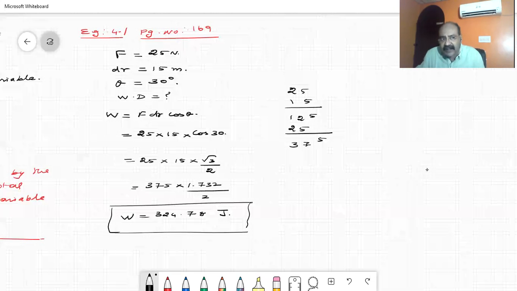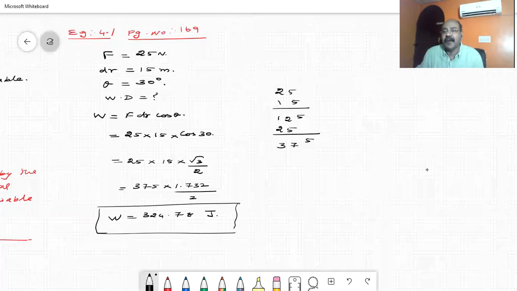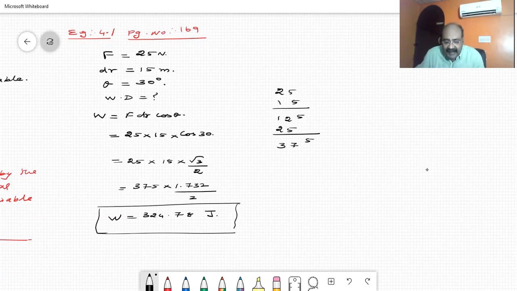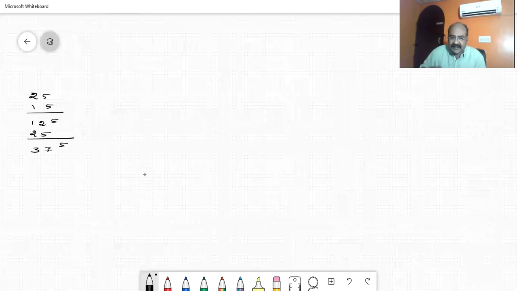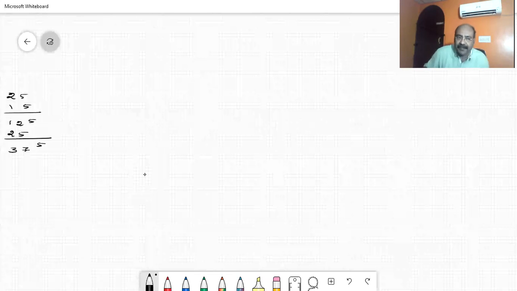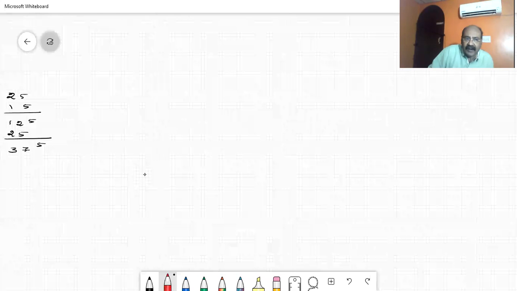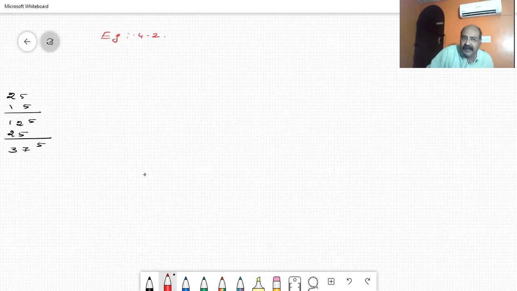Let us go for the next example problem. Problem number 4.2 on page 170. So you take down page number 170 and let us move on to the next problem. We are going to study the example problem 4.2, which is available on page number, what is the page number?